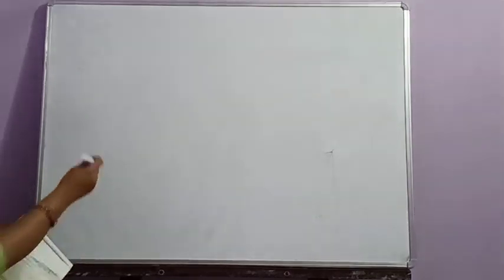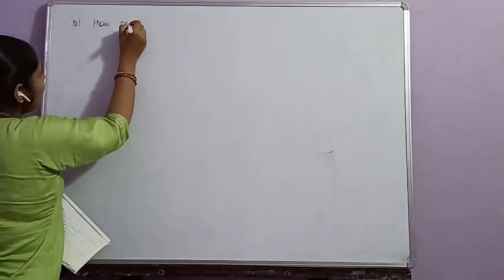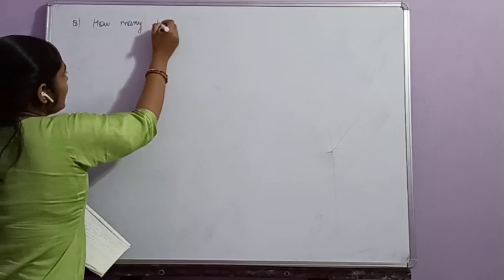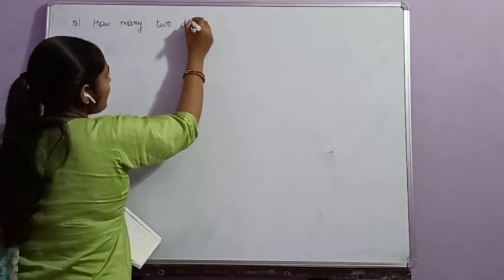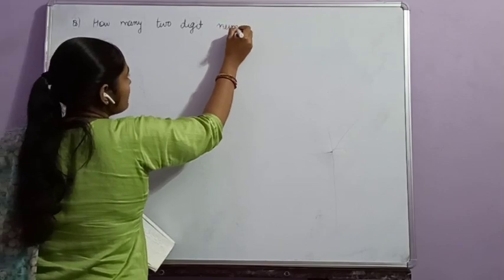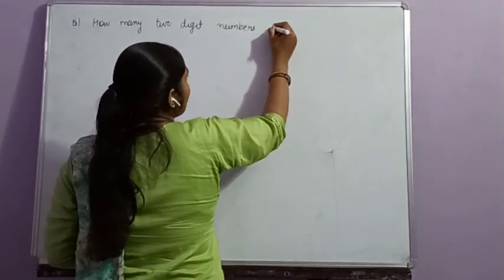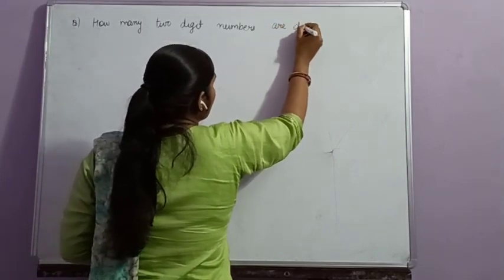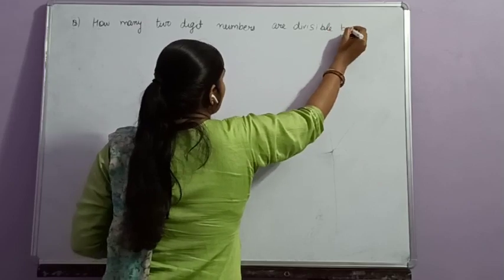How many two digit numbers are divisible by 3?